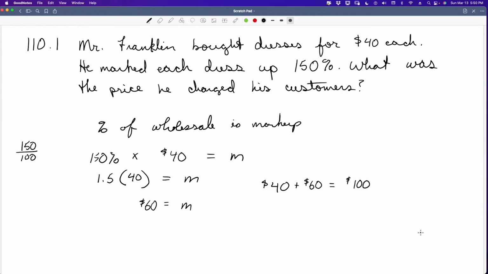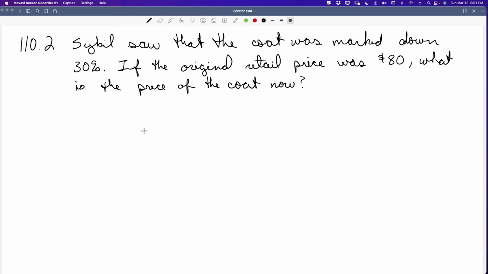So let's look at 110.2. In 110.2, Sybil saw that the coat was marked down 30%. If the original retail price was $80, what is the price of the coat now? So we'll use the original formula. A percent of a number is another number. So the percent of 80 is going to be 30%. And I wrote 3%. I don't know why. 30% times $80 is equal to the markdown price.